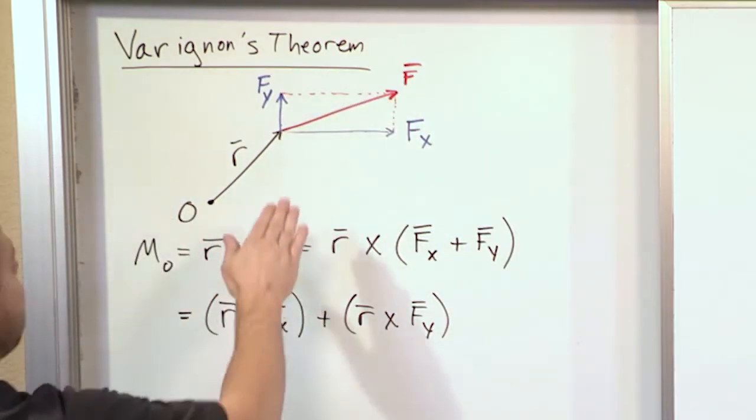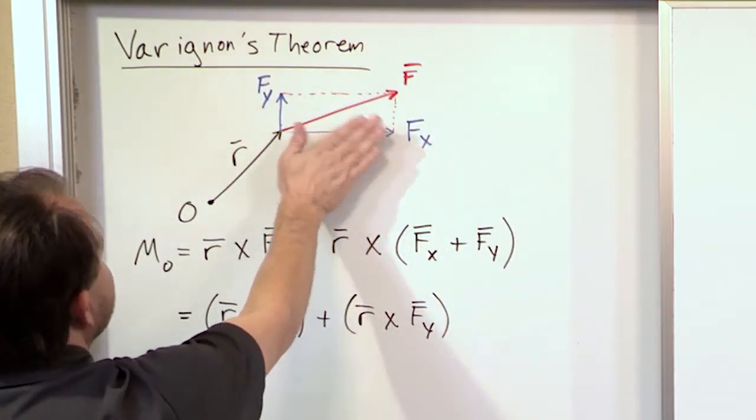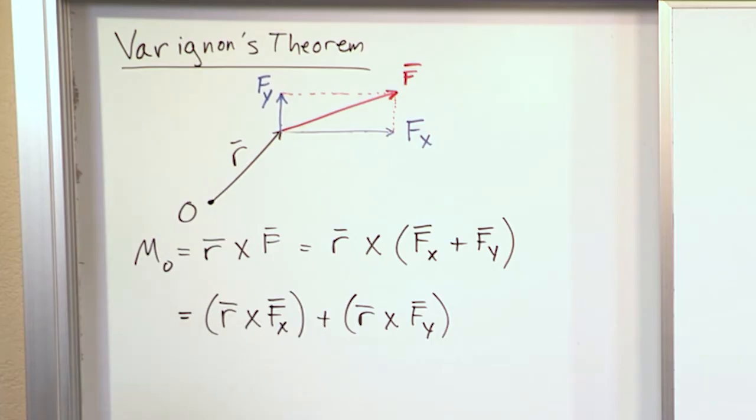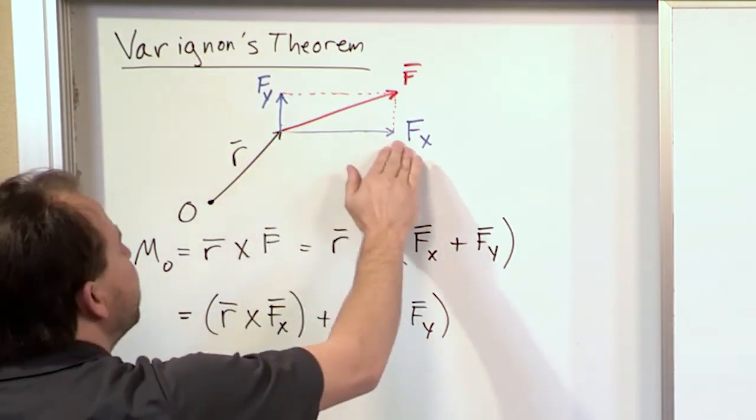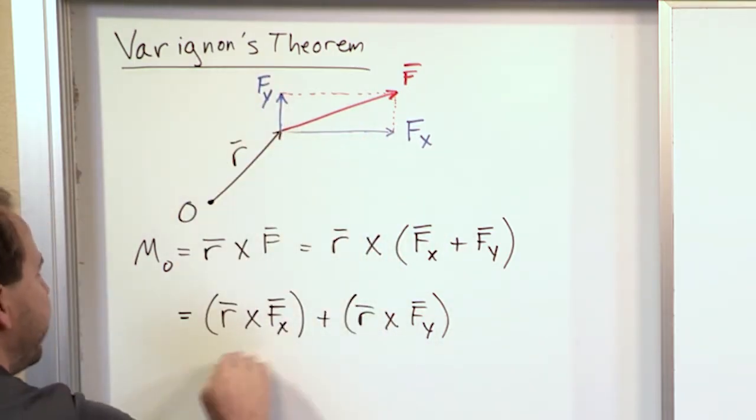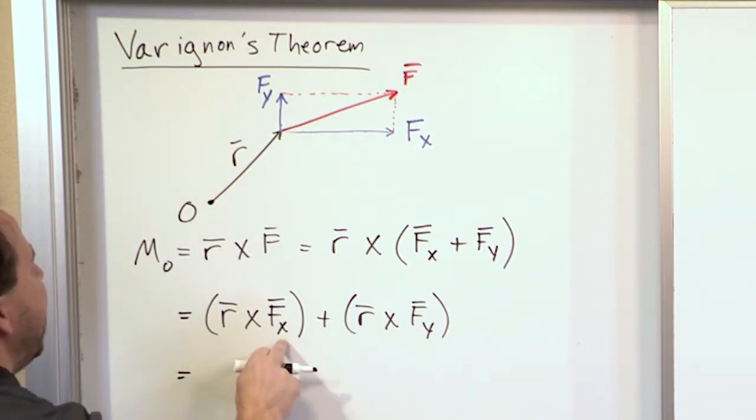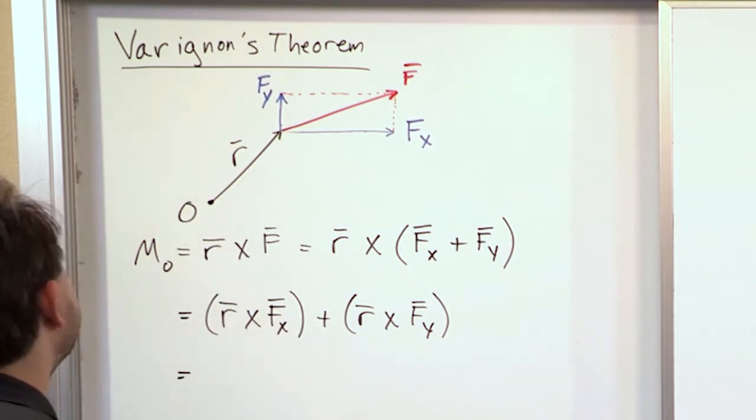But essentially, the way I've got it drawn here, this is going to fight against this. The algebraic sum of these moments is going to determine which direction the thing's actually going to turn. So now that we've got everything drawn in terms of components, how do we go further from this step here? All right, R cross Fx. How do we do that cross product?